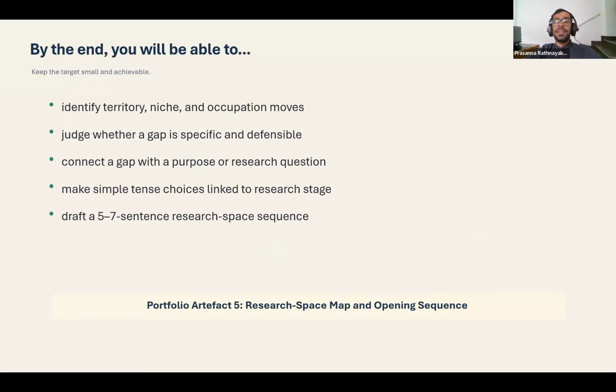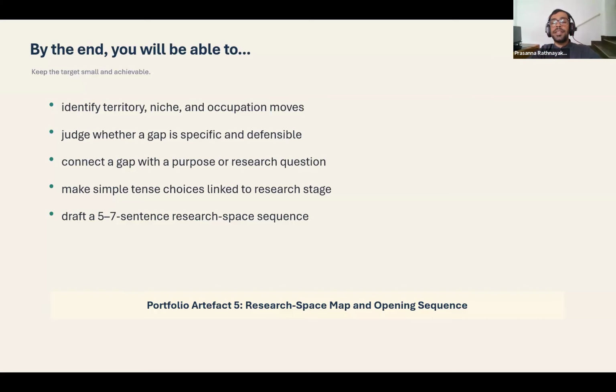Well, these are our learning outcomes for the day. I want the outcomes to feel manageable, actually. You do not need to leave today with a full introduction. Instead, you should be able to identify the moves, make the gap more specific, align the purpose with the gap, and draft a short sequence. And this is also what Portfolio Artifact 5 asks for.